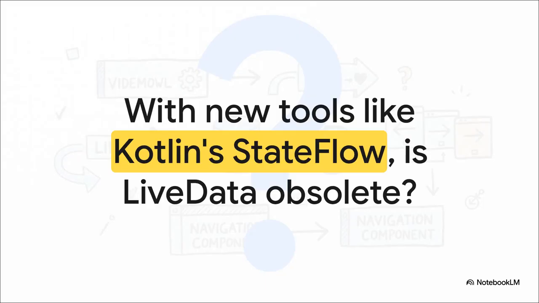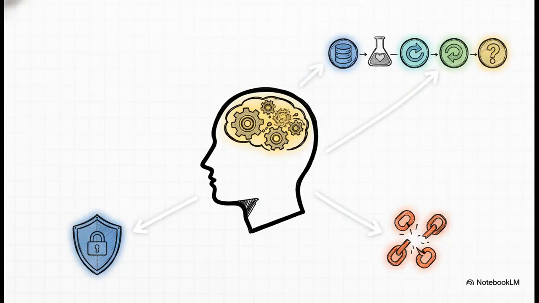Finally, let's address the elephant in the room. It's the 2020s, we've got Kotlin coroutines, we've got StateFlow, we've got Jetpack Compose. With all these shiny new tools, is live data even relevant anymore? Is it obsolete? The answer is no, absolutely not. But you have to see it as part of a bigger evolution.